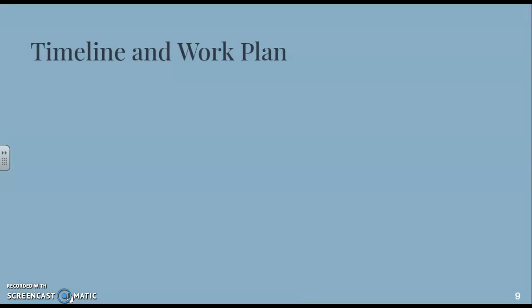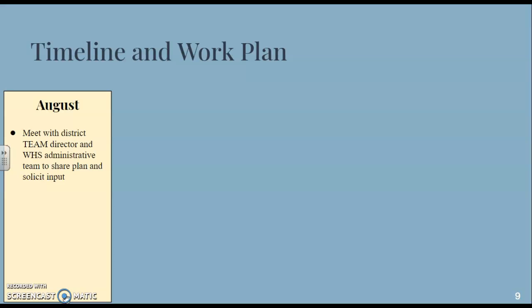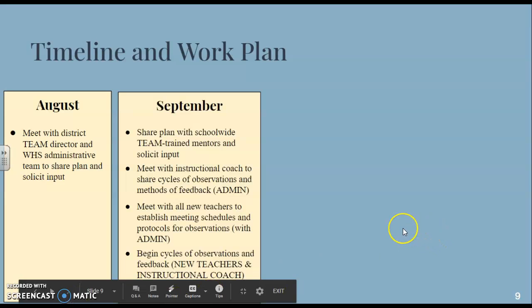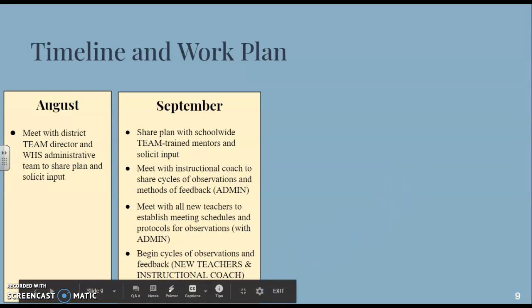The timeline and work plan is pretty straightforward. In August, I will be meeting with our district team director and our admin staff at the high school to share this plan and get their input. September, I will have plenty to do. I'll be sharing this plan with our school-wide team trained mentors and soliciting input. I'll be meeting with the instructional coach to share cycles of observations and methods of feedback, and then meeting with all new teachers to establish meeting schedules and protocols for observations. And I'll be doing that with admin. And then finally in September, beginning cycles of observations and feedback, and that's the new teachers observing others and the instructional coach observing the new teachers.